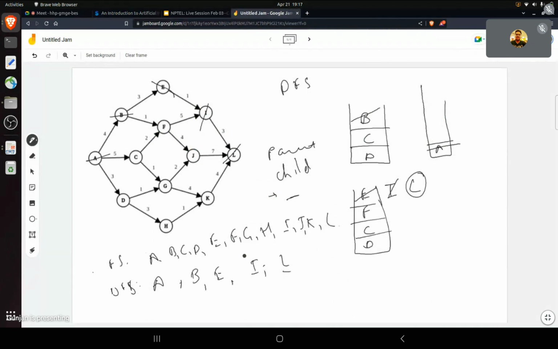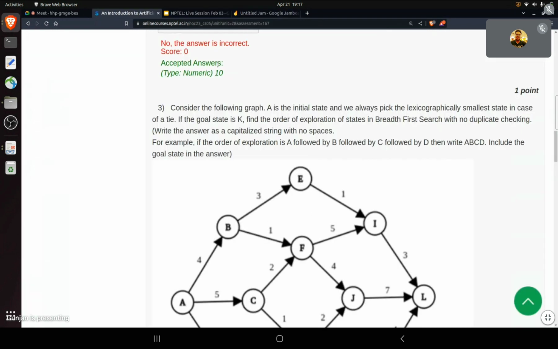Since here I considered that we are doing a duplicate check, that's why we have A B C D E F G H I J K L, right? But in case we are not doing duplicate checks, we will also maintain the order in which we are visiting. Like if F is already in the queue, we'll also add F in the queue, right? That is what we will do. So in the question, you have to identify what the question is asking. So here it is saying breadth first search with no duplicate checking, right?